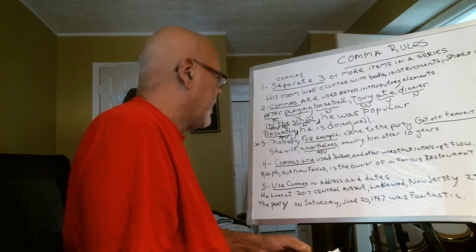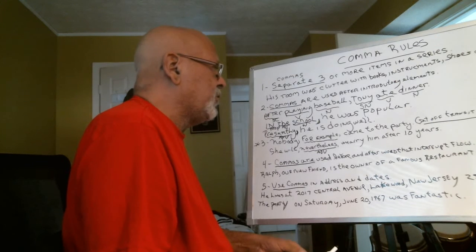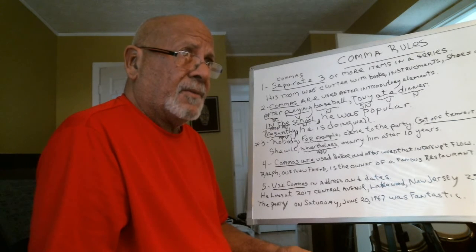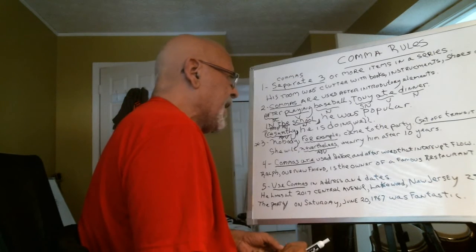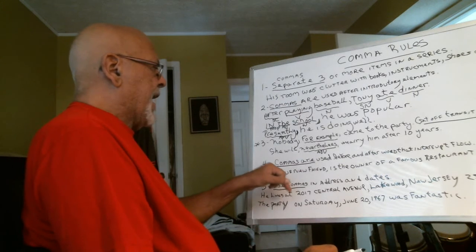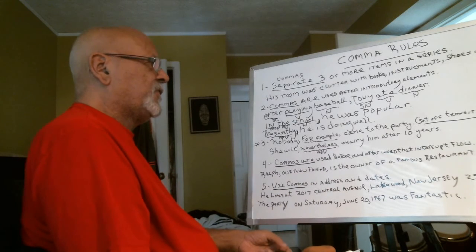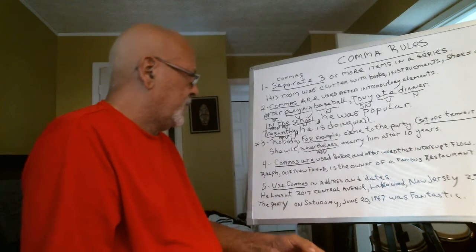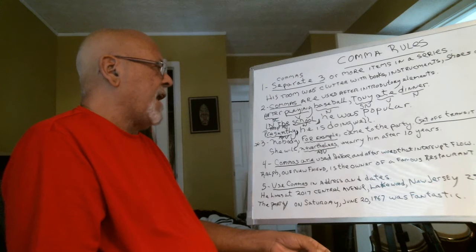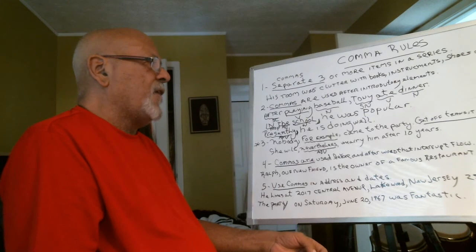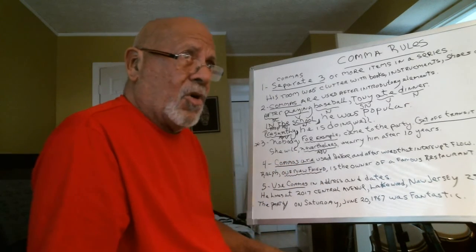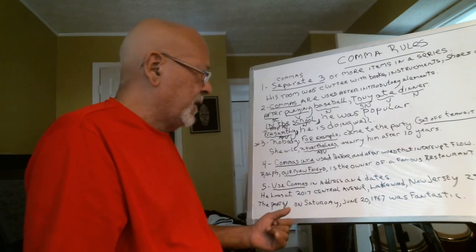Hopefully you're following me. Rule 4, commas are used before and after words that interrupt the flow of a sentence. Ralph, comma, our new friend, comma, is the owner of a famous restaurant. Our new friend is also called an appositive. It describes who Ralph is. That's an appositive.